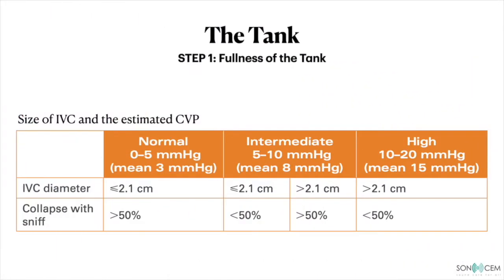You can actually estimate CVP based on the size of the IVC and its variation with respiration. An IVC diameter of less than 2 cm with a collapsibility of more than 50% tells you that the CVP is estimated to be between 0 and 5 mmHg. A fixed and dilated IVC of more than 2 cm is highly suggestive of high CVP, with a mean of 15 mmHg.